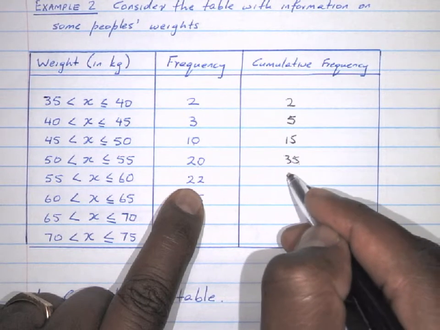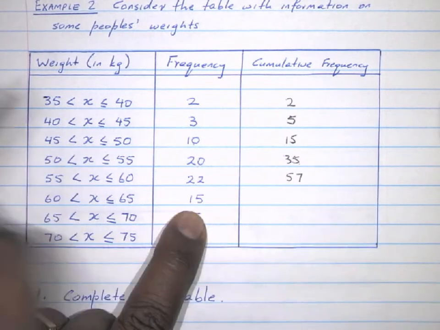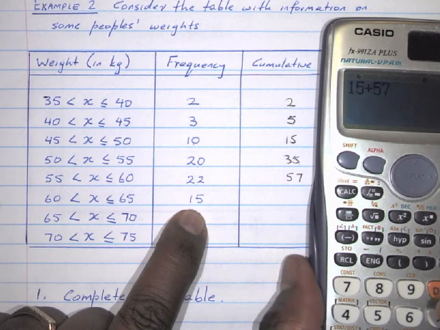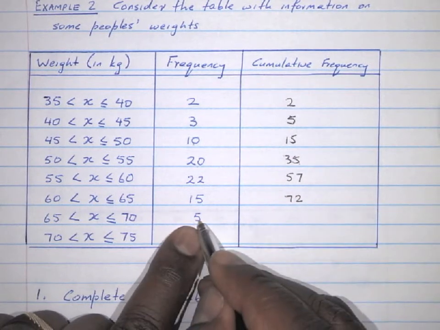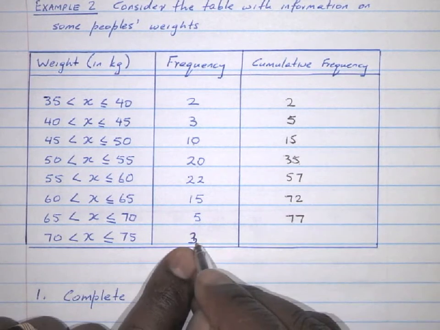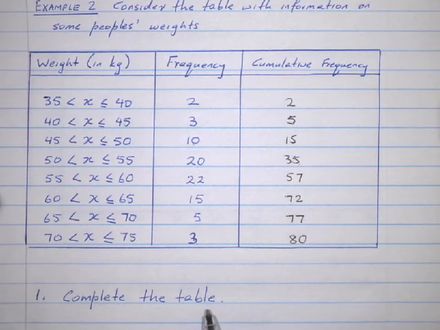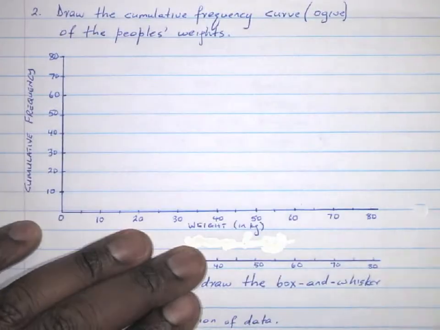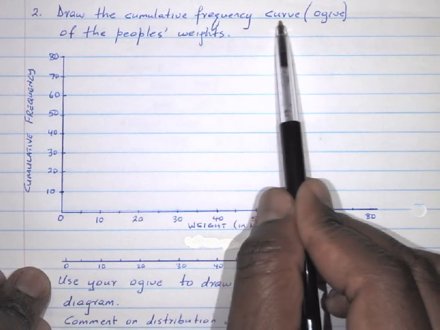that is 57. I've got 15, I add to 57. What's my answer? It is 72. Now I've got 5, I add to 72, that is 77. I've got 3, I add to 77, that is 80. So I've completed this table. These are the type of questions that you get even in the exam. It's so easy.